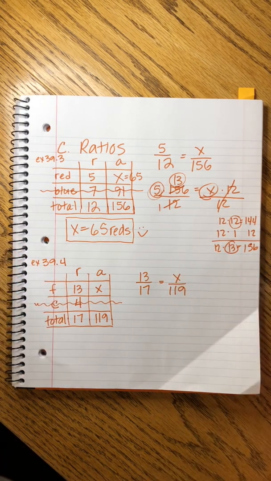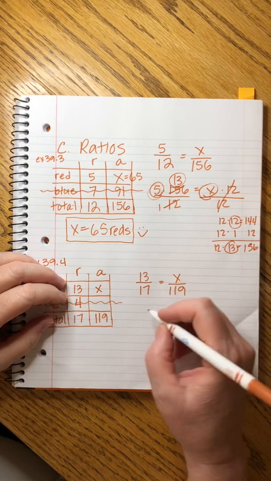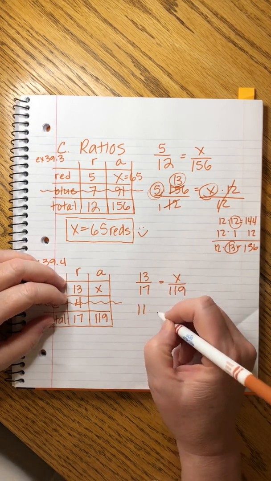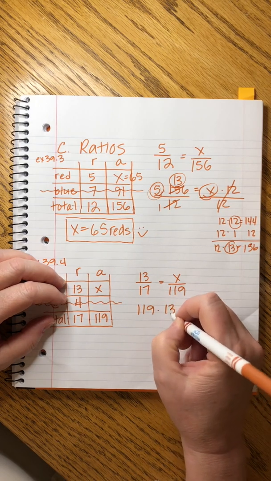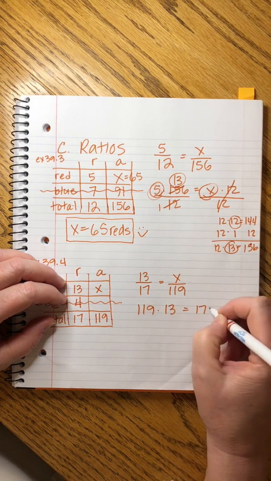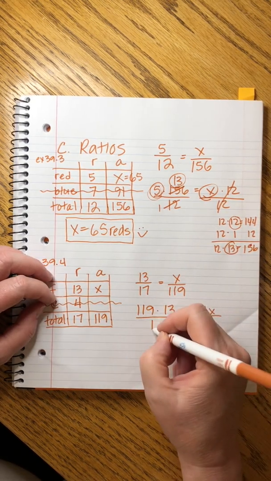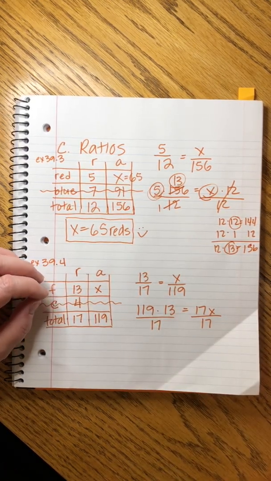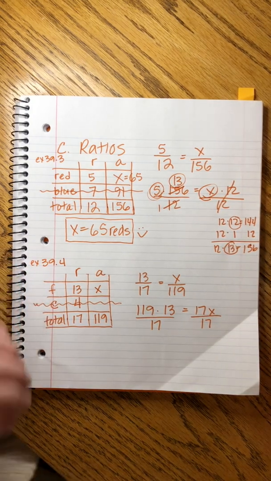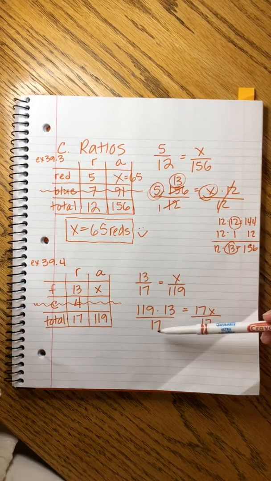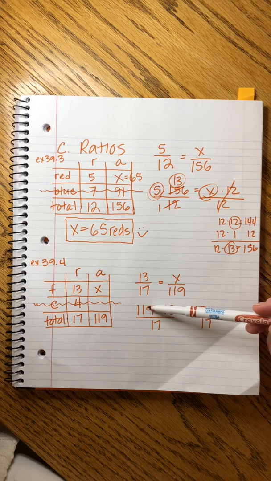These numbers look hideous, don't they? But I have great faith that it's going to work out. Cross multiply. 119 times 13 equals 17X. And then divide by 17. I am going to pray that 17 is going to go into 119.